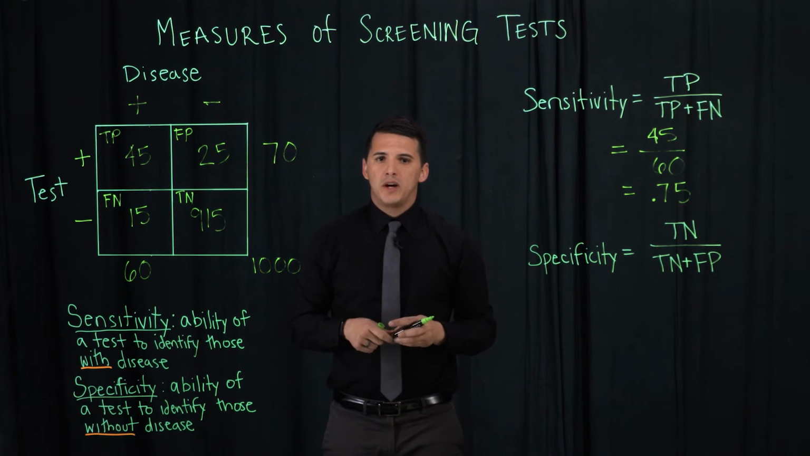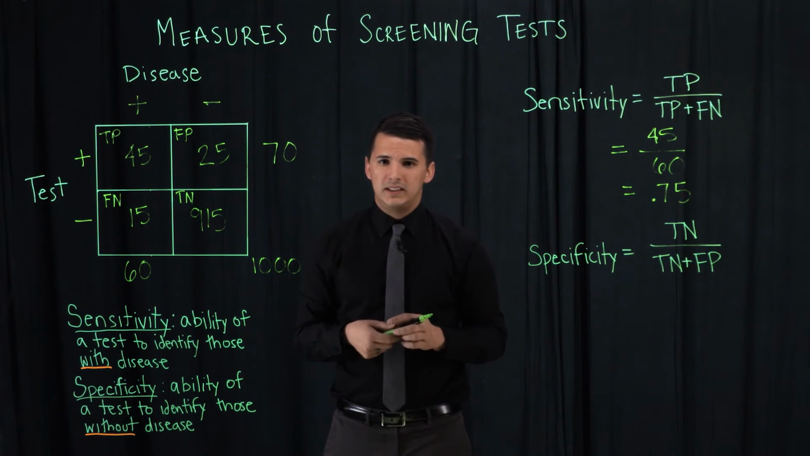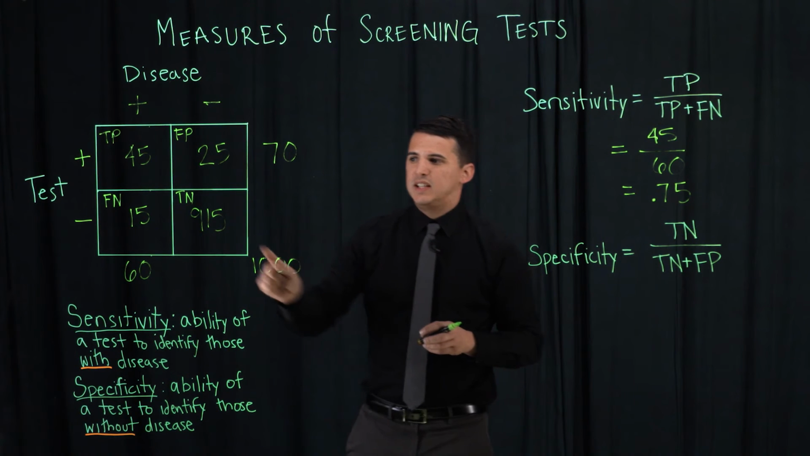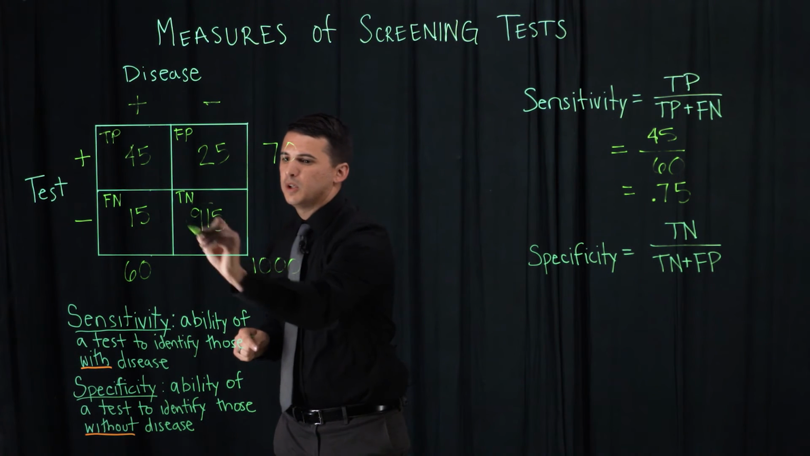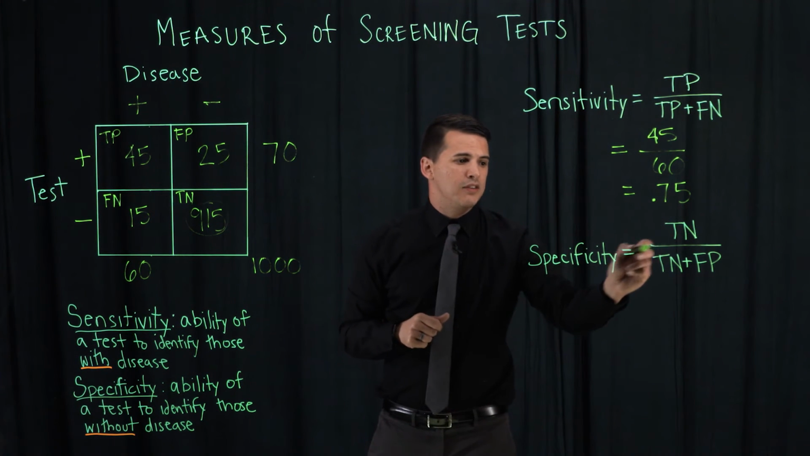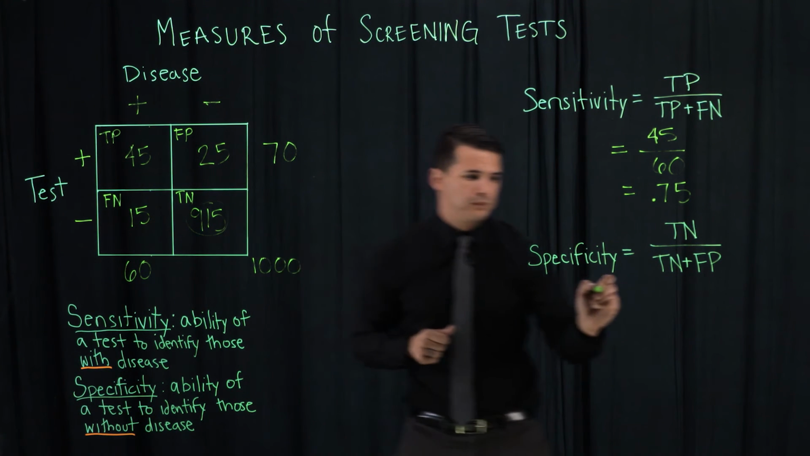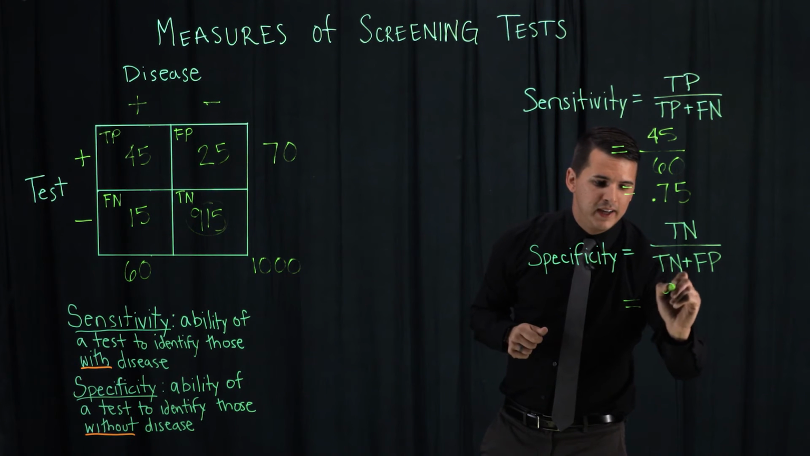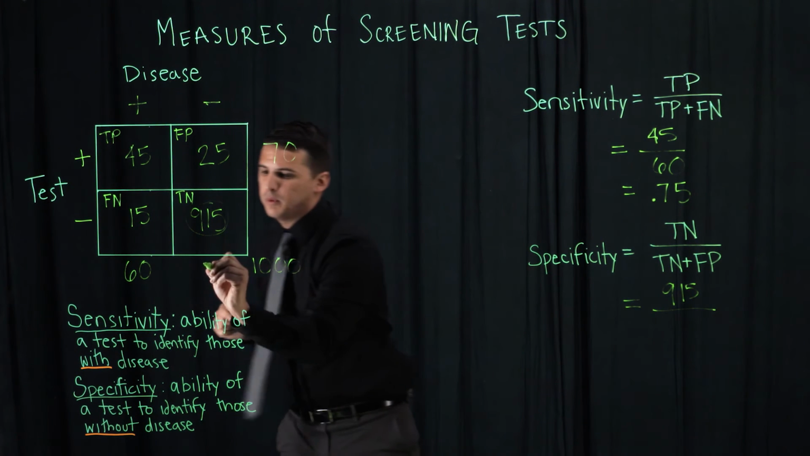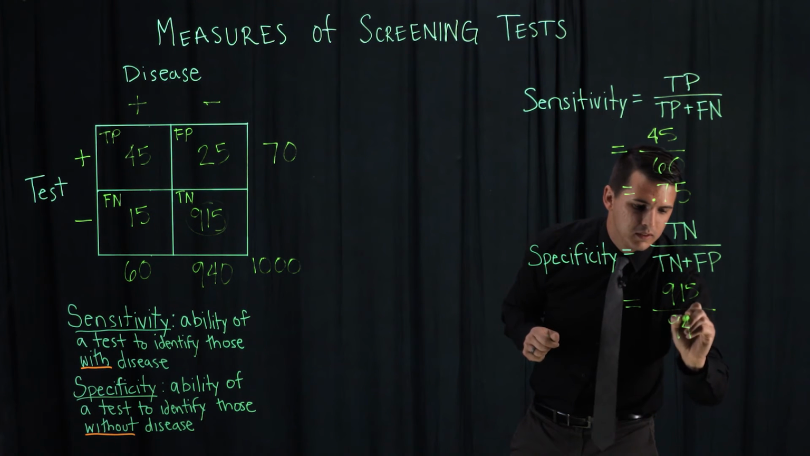And so now if we move on to our specificity, again, it's the ability of the test to identify those without the disease. And so if we look at our 2 by 2 table again, what we really want to increase on our specificity is the number of people who are our true negative, so who are in this cell here. So our formula for specificity is our true negative over the true negative plus the false positive. So if we fill in the numbers from our table, that would give us 915 over 915 plus 25, which we'll fill in here too, is equal to 940.